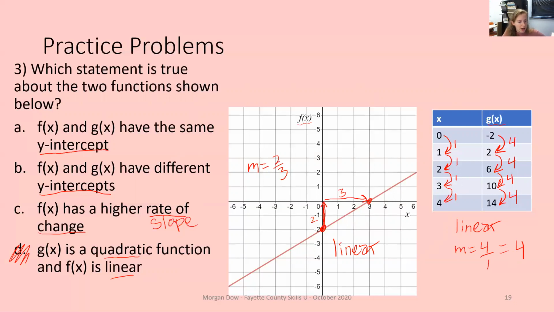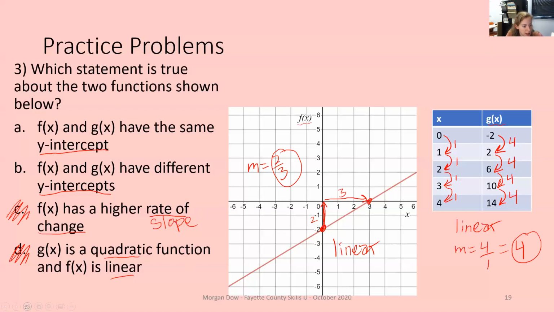So let's go back to our rate of change choice here. It says f of x has a higher rate of change. So f of x has a higher slope. Is it true that 2/3 is higher than 4? No, that is not true, right? 4 is higher than 2/3. So choice C also will not work. So that means we need to look into the y-intercepts for these two functions.